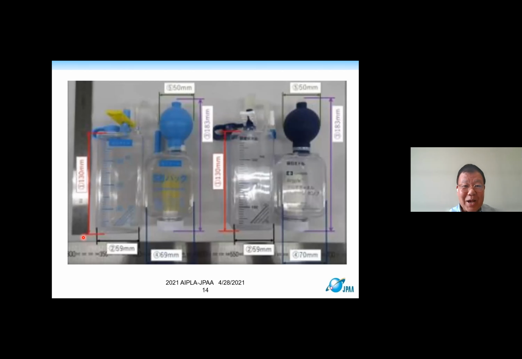This is not clear enough, but it shows each party's product. The left-hand side shows Sumitomo's product and the right-hand side shows the Covidien product. In appearance, they are very similar.